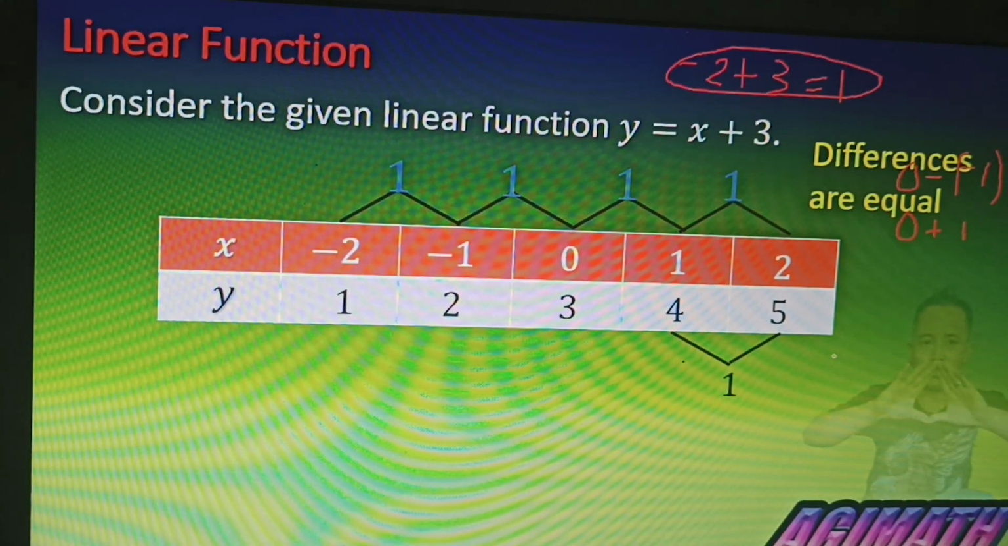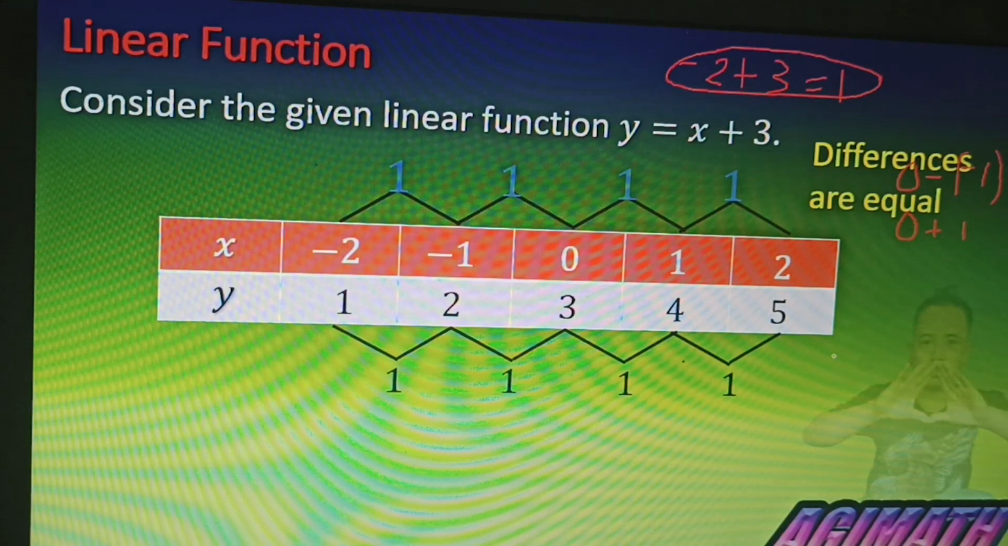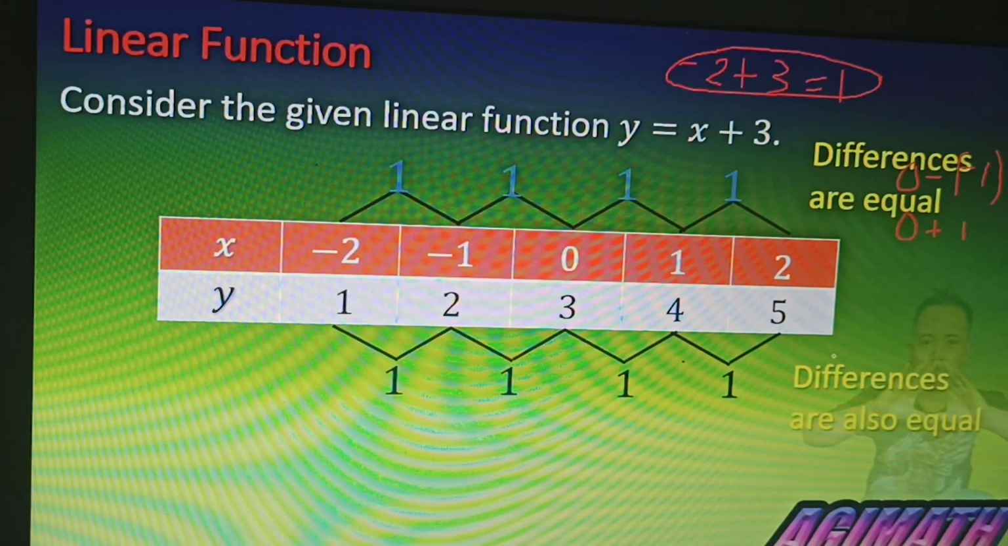5 minus 4 is equal to 1. 4 minus 3 is equal to 1. 3 minus 2 is equal to 1. 2 minus 1 is equal to 1. So again, what do you observe? The differences are also equal.